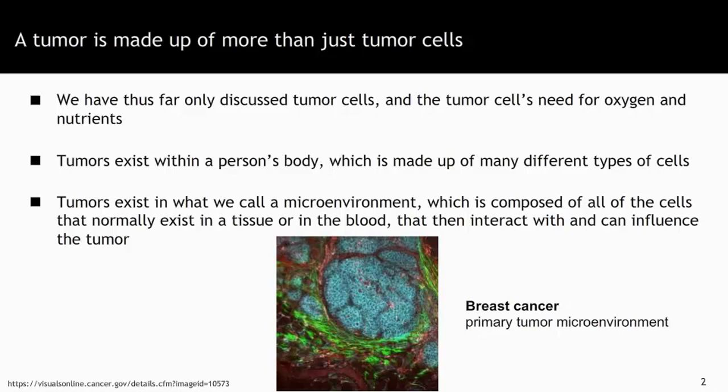If one stops and thinks about it, this makes sense. A tumor does not exist alone, but within a person's body. And the body is made out of trillions of cells and many different types of cells. So it stands to reason that cancer cells come into contact with all kinds of cells, and that these other cells may influence the cancer's ability to grow and metastasize.